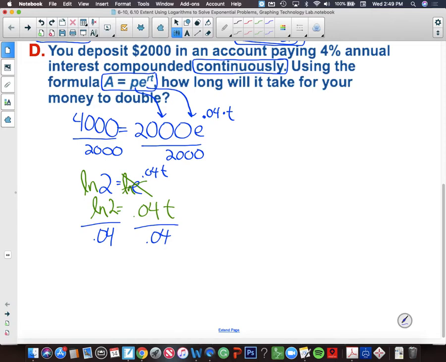It is about 17.33. So t equals 17.33 years. That's quite a while, but we're looking to double our money, so that makes sense. Okay, so there is your bell ringer.